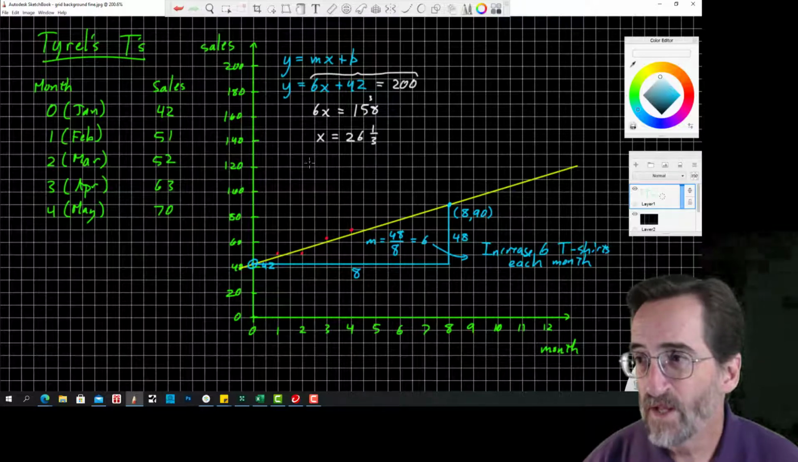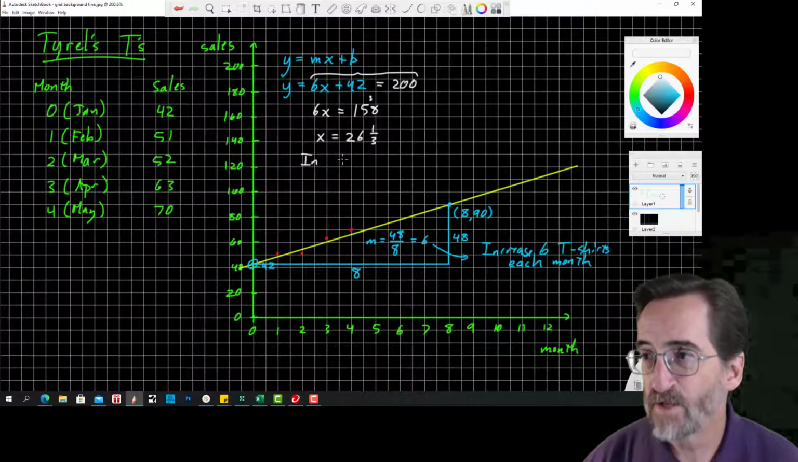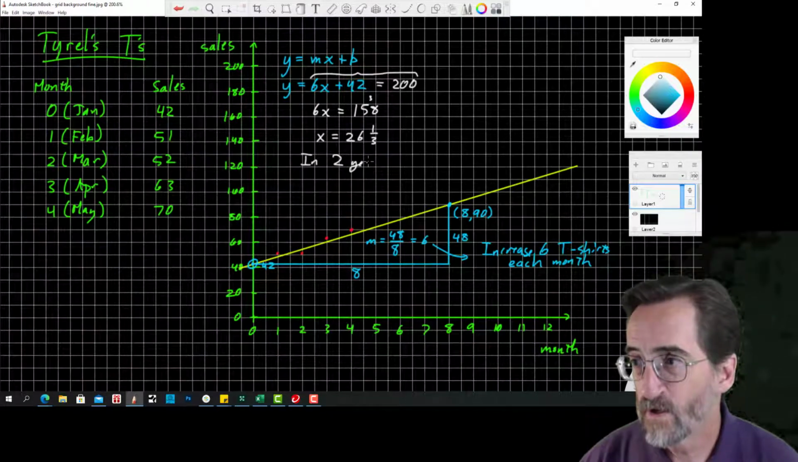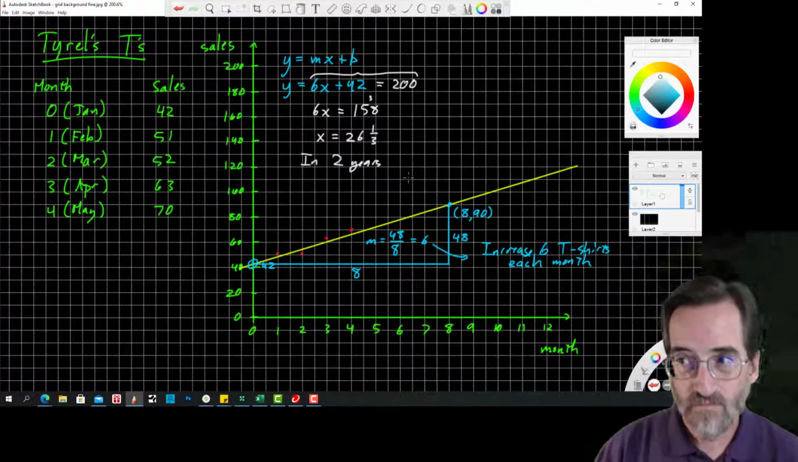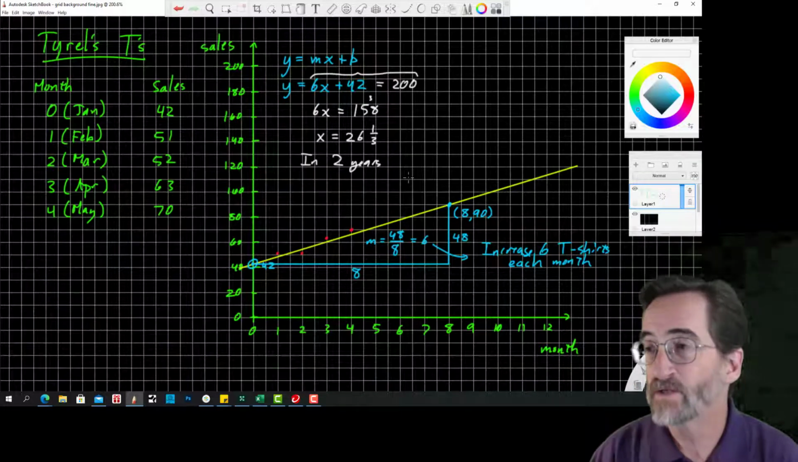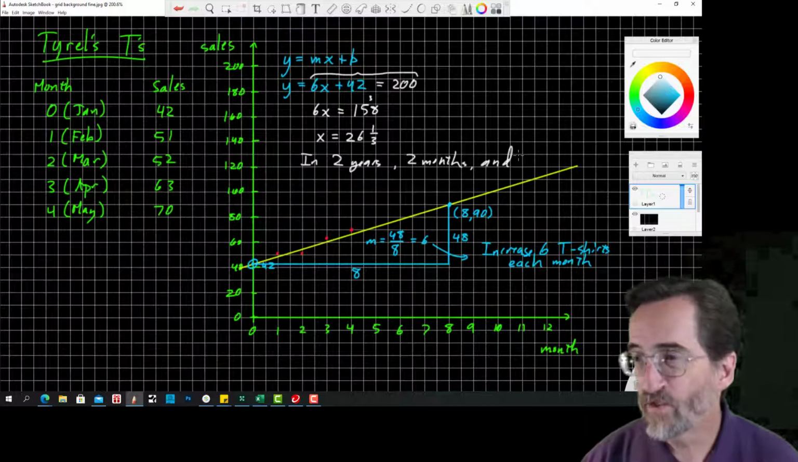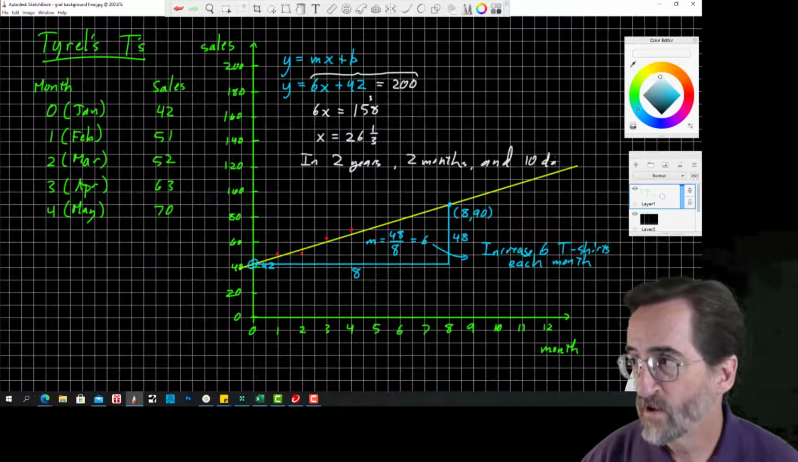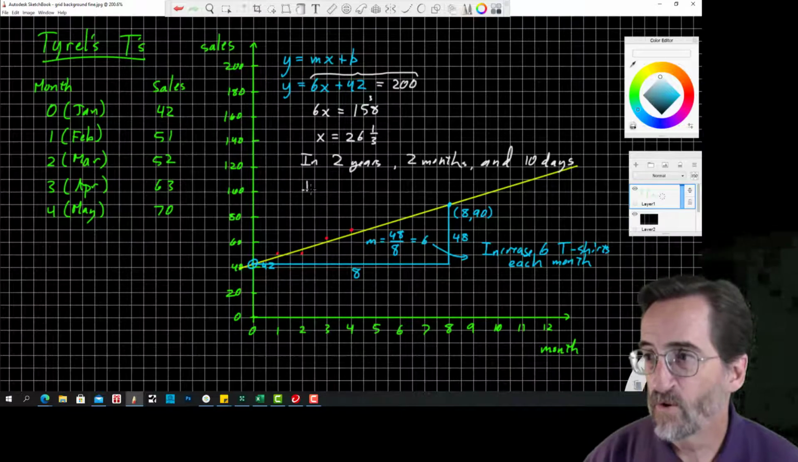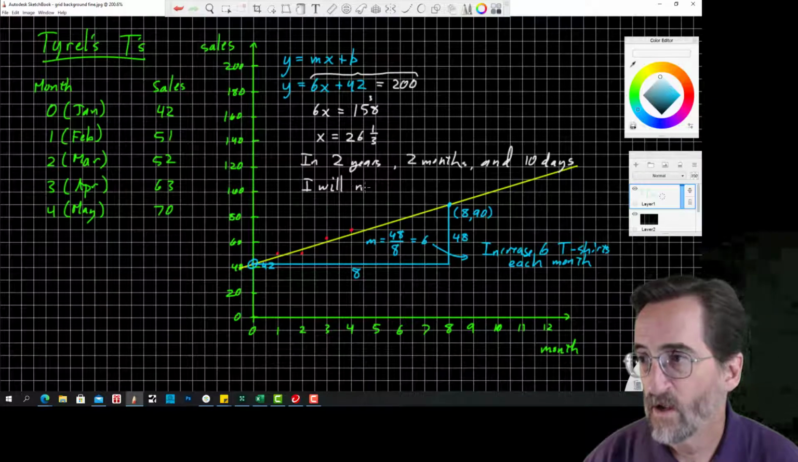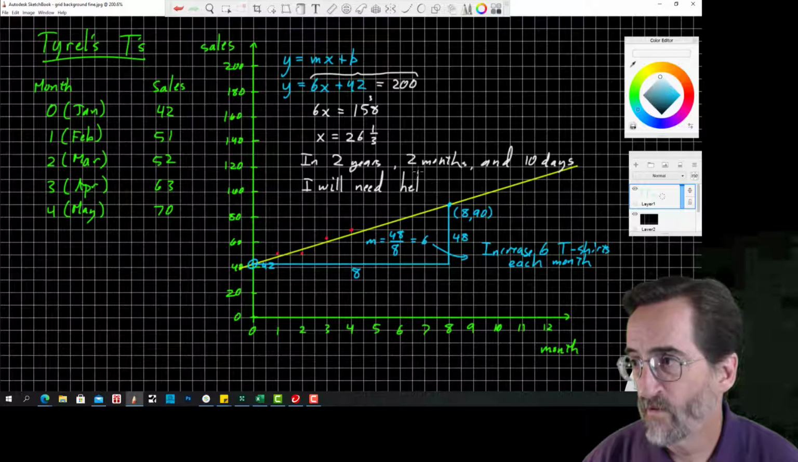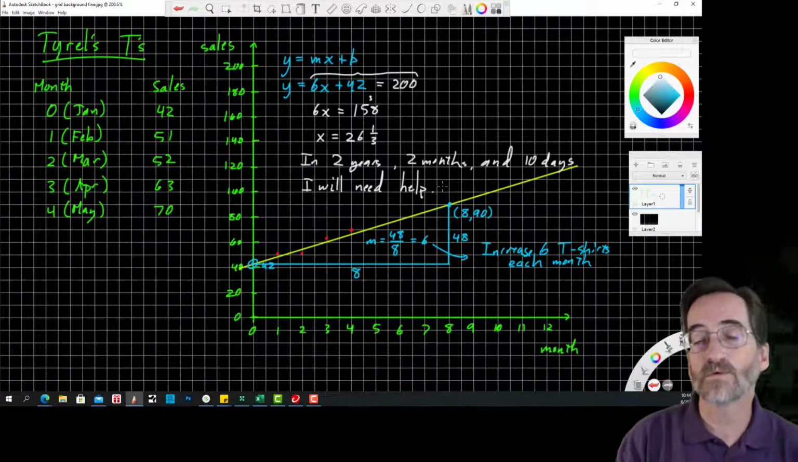So here's the answer to the question. In 2 years, which is 24 months, in 2 years, 2 months, so 24 plus 2 is 26. And 1/3 of a month is about 10 days. I will need help. Okay, so I've got some time, a little over 2 years.